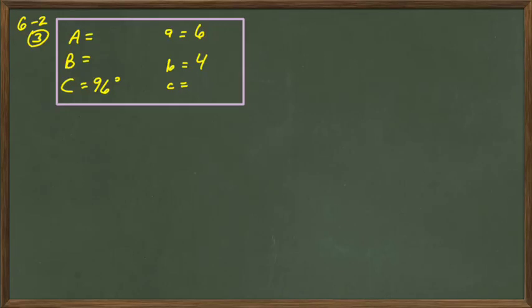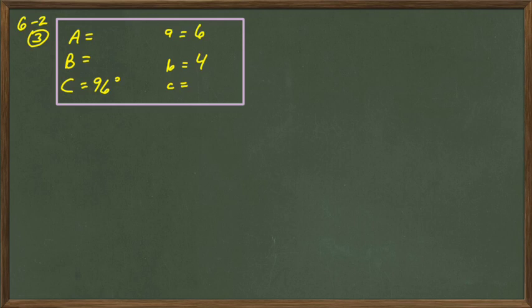Okay, we're doing problem 3 in section 6.2 pre-calculus. I believe this is law of cosines. I have to use law of cosines because I don't know both A's, I don't know both B's, and I don't know both C's. If I knew both of any of them, I could use law of sines. Since I don't, I'm probably going to have to use law of cosines.